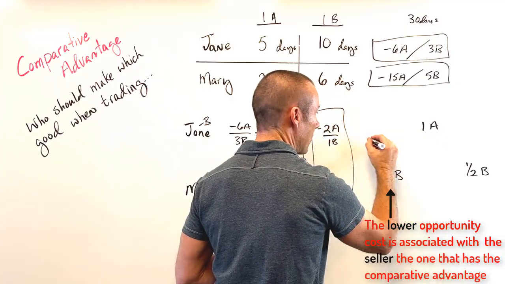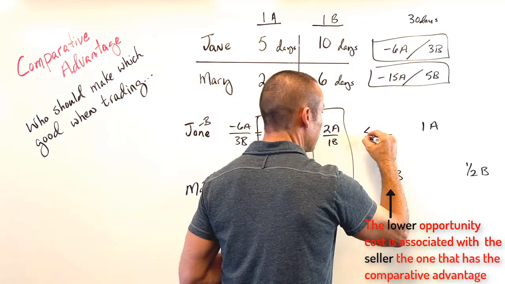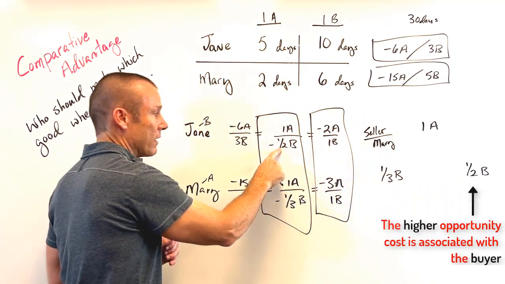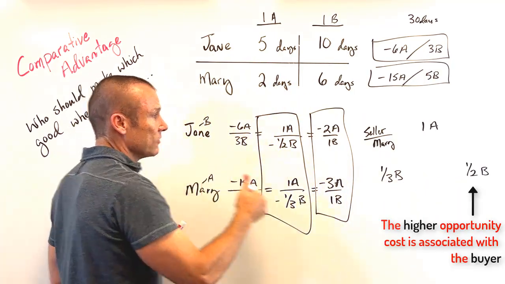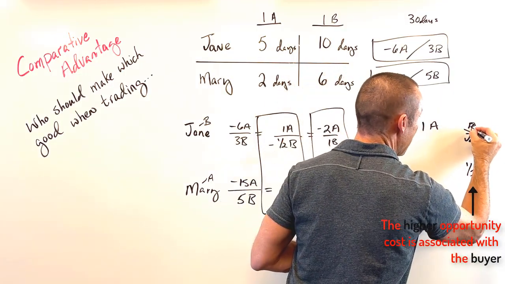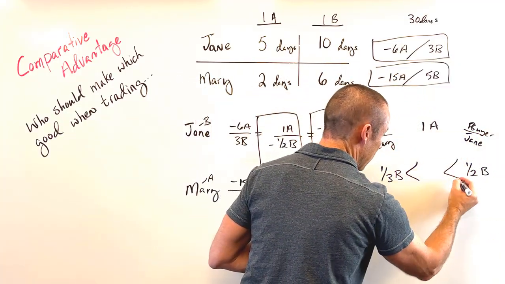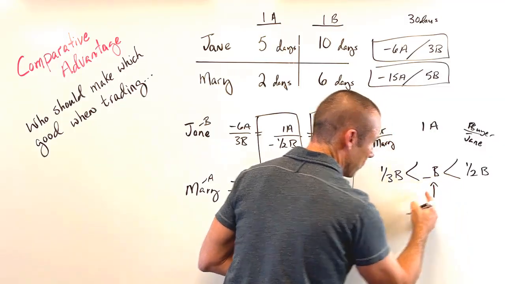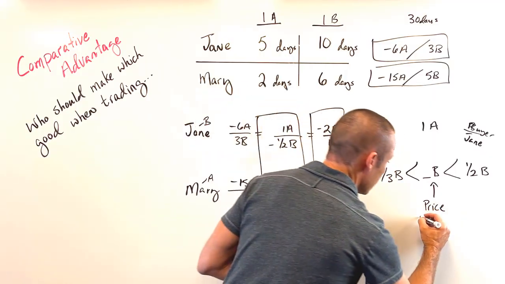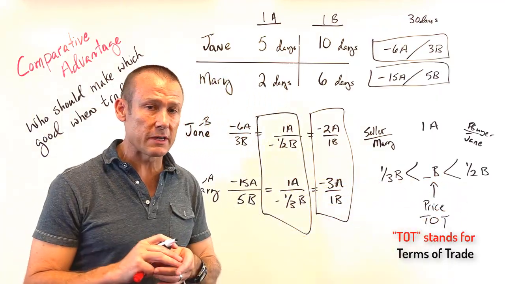We already said 4A, right? 4A, for good A. She's got the comparative advantage. She should be the seller, right? Seller. And then, of course, the 1/2 is associated with Jane, right? So I'm going to put Jane. Jane doesn't have the comparative advantage, so she's going to be the buyer of 1A. Then I finish it off by just doing these inequality signs. I put right there that, what is that representing? That's representing a possible price, a possible terms of trade. Anything in between these numbers will be mutually beneficial.